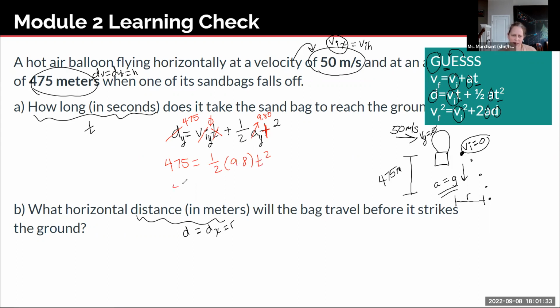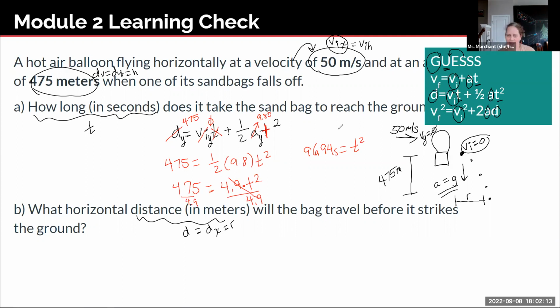Okay. Combine like terms, 475 equals 4.9 times t squared. That 4.9 is connected to t squared by multiplication. So I'm going to divide. What I do to one side, I've got to do to the other side. So that's going to give me t squared is equal to, let's see, it cancels out on the right, 475 divided by 4.9, which is 96.94 seconds squared. Okay, so that is what you would want right there for your time squared.